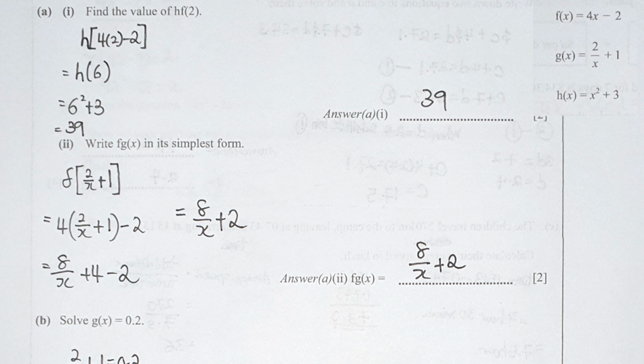But for part 2, I basically change function g into 2 over x plus 1. So f(2 over x plus 1). This is your new x, and it is to be substituted into function f. So you should have 4 times (2 over x plus 1) minus 2. So your final answer should be 8 over x plus 2.